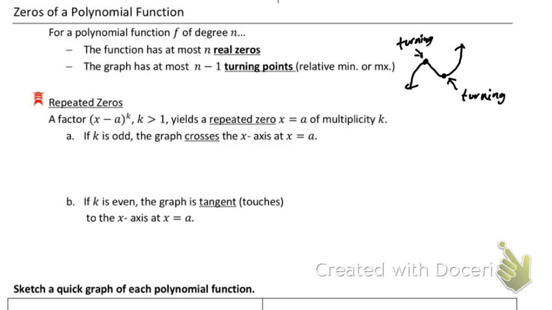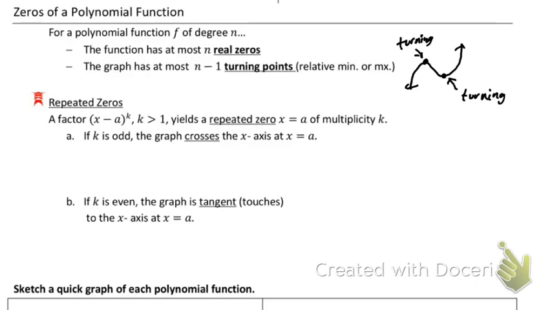And that is something called a repeated zero. We already talked about repeated zeros. Repeated zeros are where you have a multiplicity. So when I say it's got a zero of 2 with a multiplicity of 3 or 4 or 5. A factor x minus a to the k, where k is greater than 1, yields a repeated zero, or in other words, a multiplicity of a specific zero. So let's look at the first case. The first case says, if your multiplicity is odd, then the graph actually crosses at that zero.